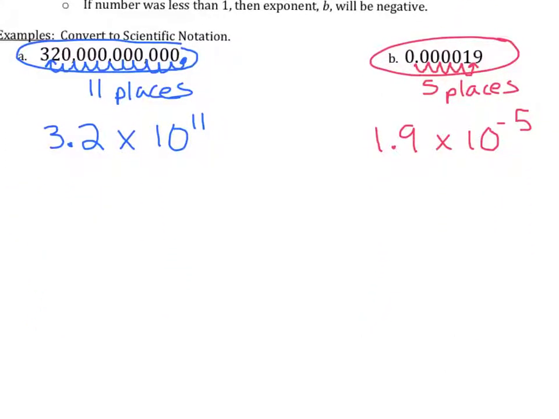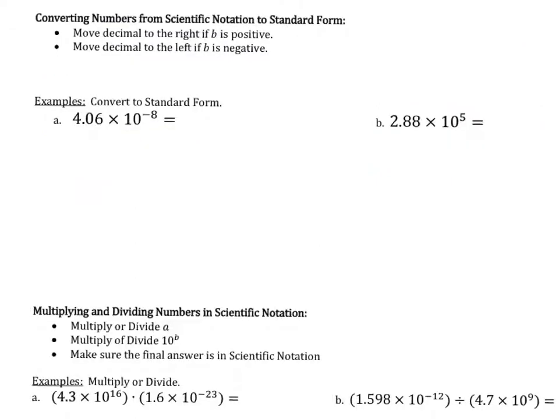Now, let's go in the other direction. I want to go from scientific notation to standard form, all right? Basically, all we have to do here is just move our decimal places either to the right or to the left. Remember, all of your numbers written in scientific notation are in the form a times 10 to the b. We're going to move the decimal to the right if b is positive, and b is the exponent on that variable. We're going to move our decimal to the left if b is negative.